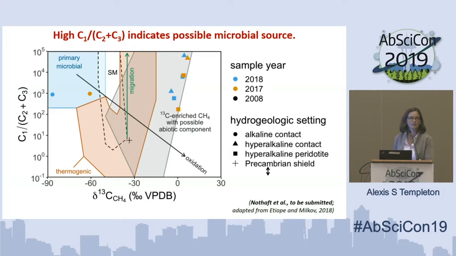We're often sitting right around 0 per mil. And it's very enigmatic to interpret it in terms of its origin and source. But one of the things that's notable is when you look at C1 over the C2 plus C3, we're 10 to the 2 to 10 to the 5 in terms of enrichment. And it again points to this potential for a microbial source, but we need to have other ways to assess and discriminate that.